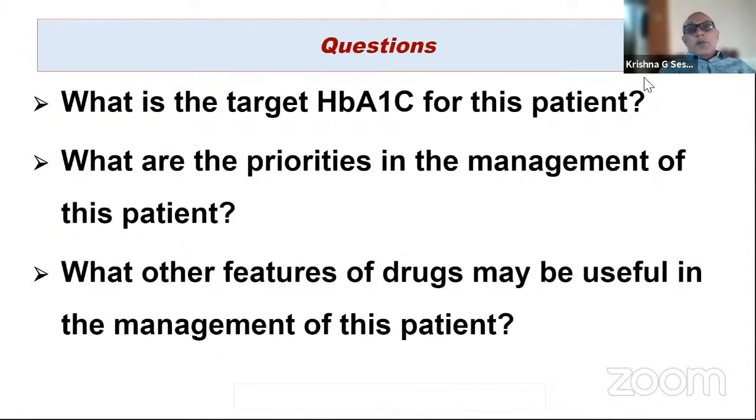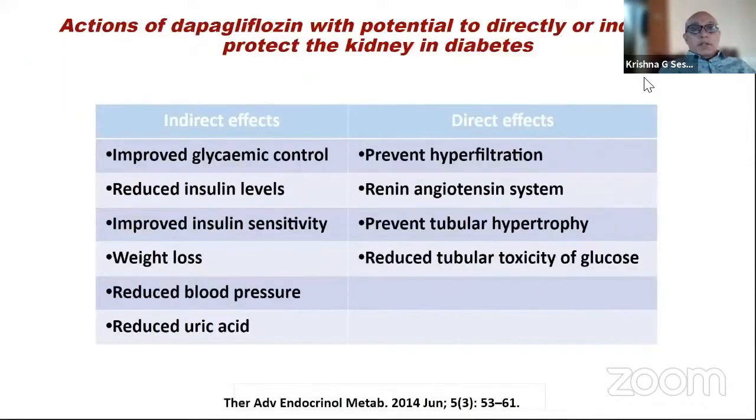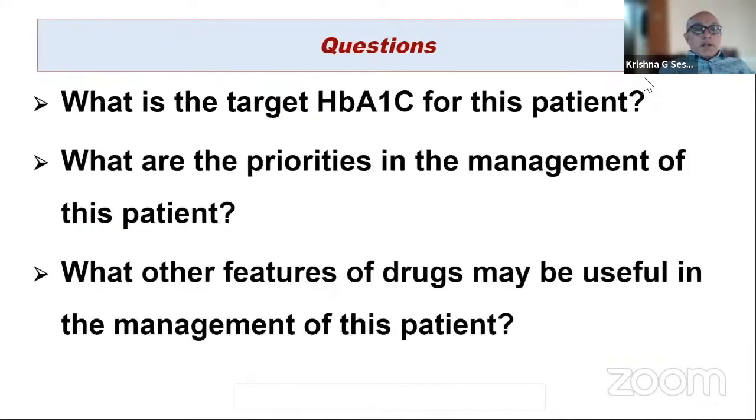You know that this patient will do well with an A1C of 7.5, but what are the priorities for this patient? Here an SGLT2 inhibitor has both indirect effects in improving glycemic control, reducing insulin levels, a whole bunch, but there are some direct effects on this patient in the kidney as well.